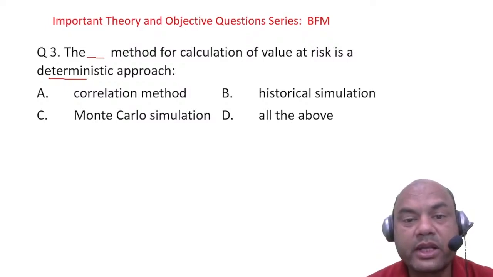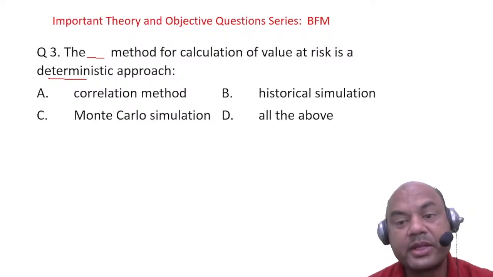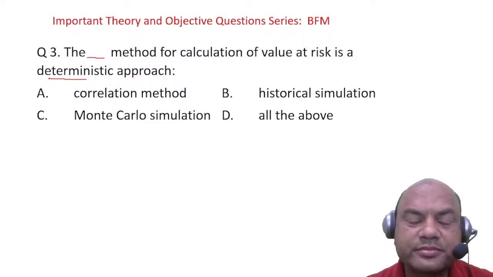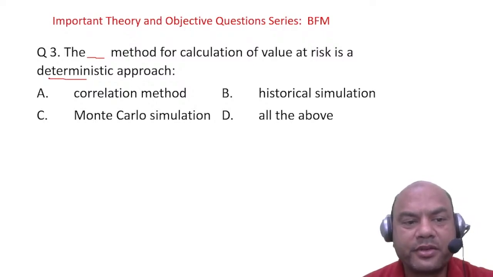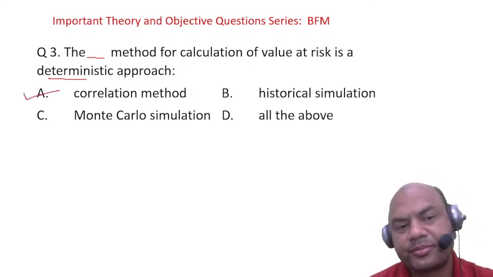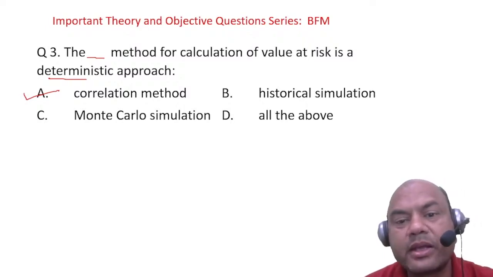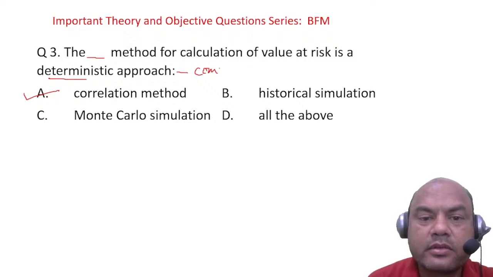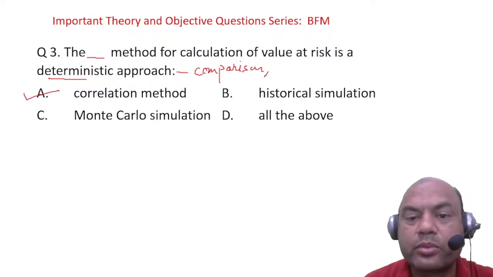The dash method for calculation of value at risk is a deterministic approach. What is the correct answer? The answer over here is the correlation method. Always remember that deterministic means comparison between two parameters, and you should be able to get the exact answer. These are the two points about this.